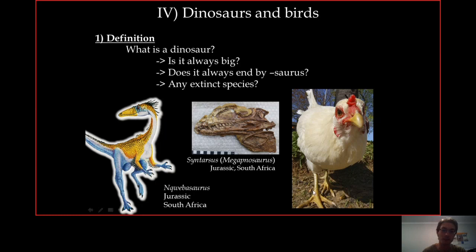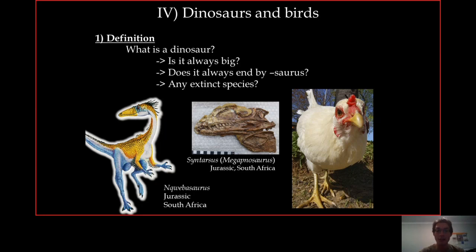So, for example, there's a common mistake of people believing that dinosaurs are always big, but they are not always big. For example, this is Syntarsus from the Jurassic of South Africa, and the skull that you're looking at the moment is no bigger than my hand. So it was a fairly small animal.